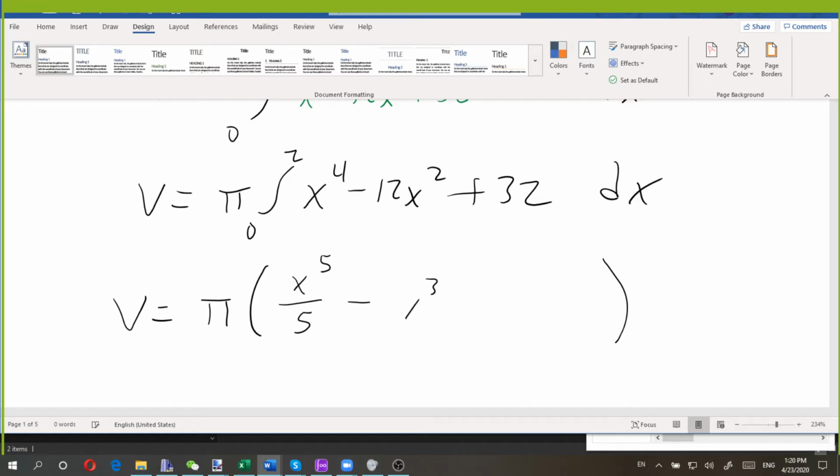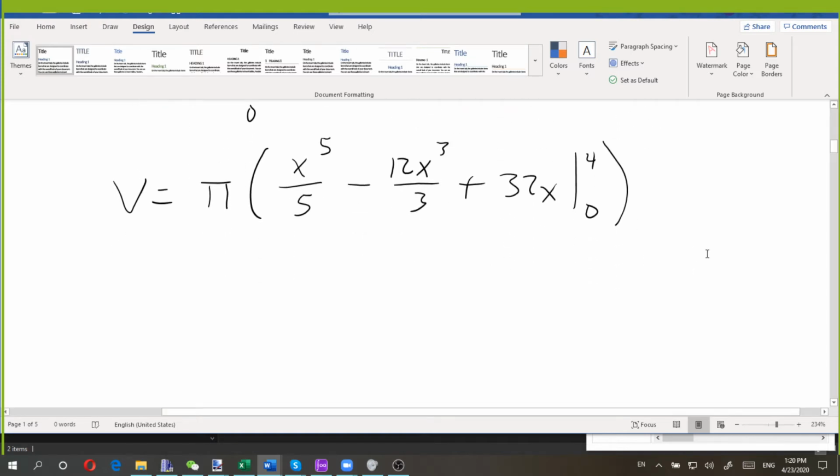Okay, you're right. I'm going to write out what you just did there, though. So this is 12x cubed over 3, added 1 to the power divided by the new power. Okay, plus 32x. Okay, and I'm going from 0 to 4. Awesome. Okay, so I'm going to simplify for that last step that you just did, and I'm going to kick this over to Kyle.